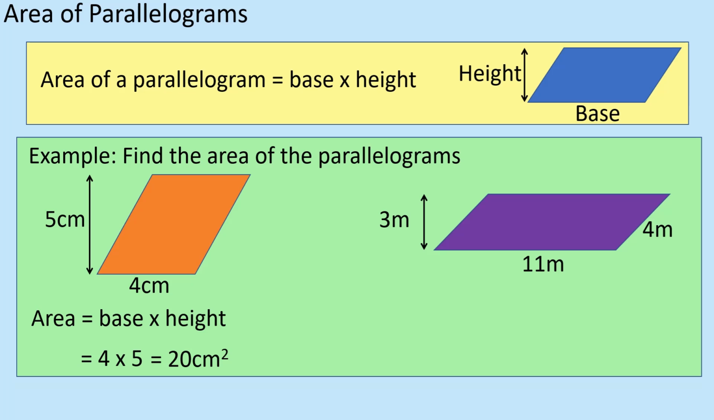What about this one? Well, again, it's going to be base times height. The reason they put this number in there is just to make sure that they're aware that you know what you're doing, because I don't need this at all. It's just going to be 11 times 3, which is going to give me 33 meters squared, and that's pretty much it. So you've got to be careful that you've got the perpendicular height.